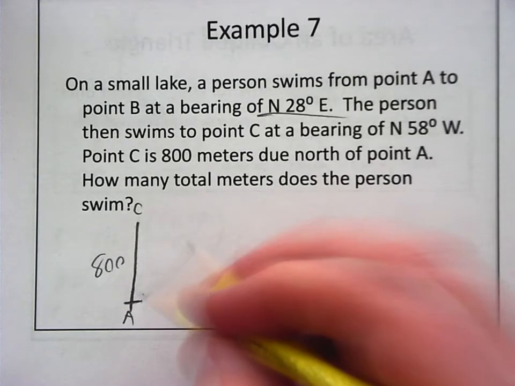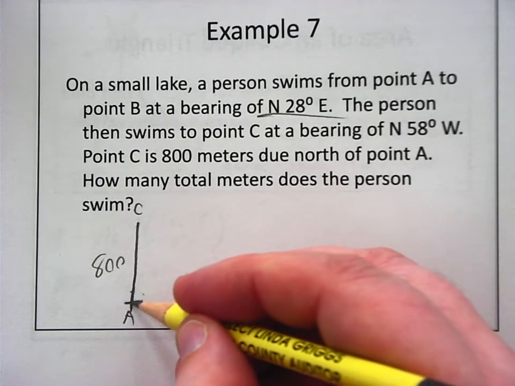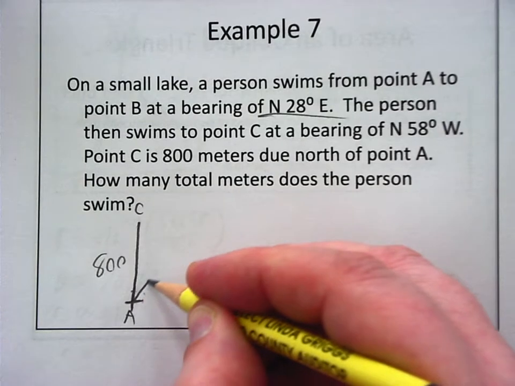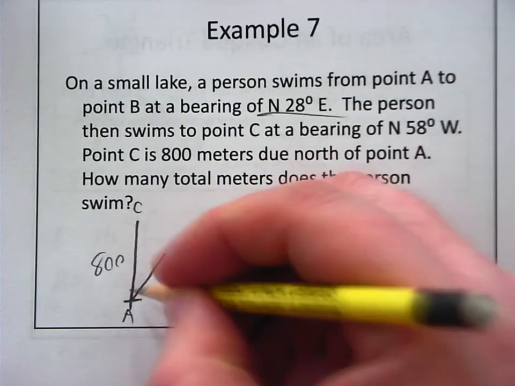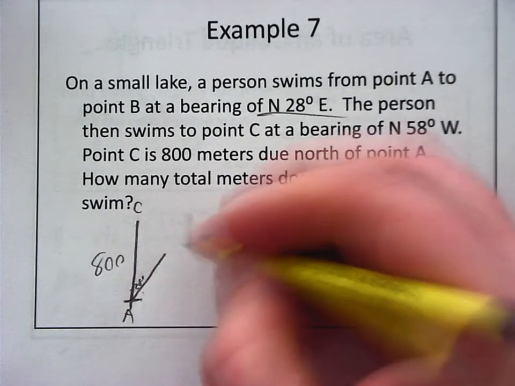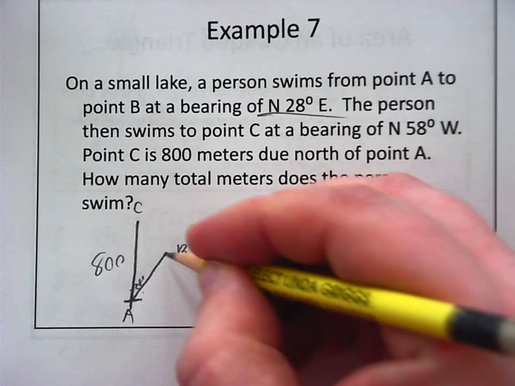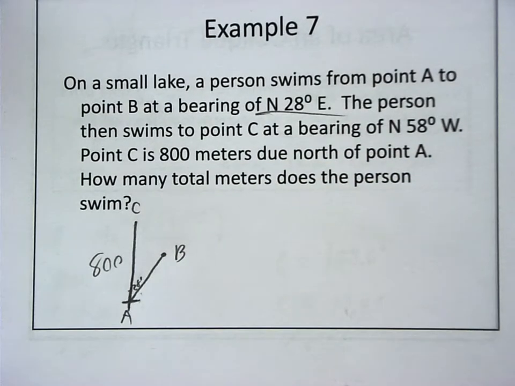28 degrees to the right. It's east of north, so it's 28 degrees here. So if I'm doing 28 degrees here, the person swims for a while, stops at B, reorients, and swims towards C at a bearing of north 58 degrees west.